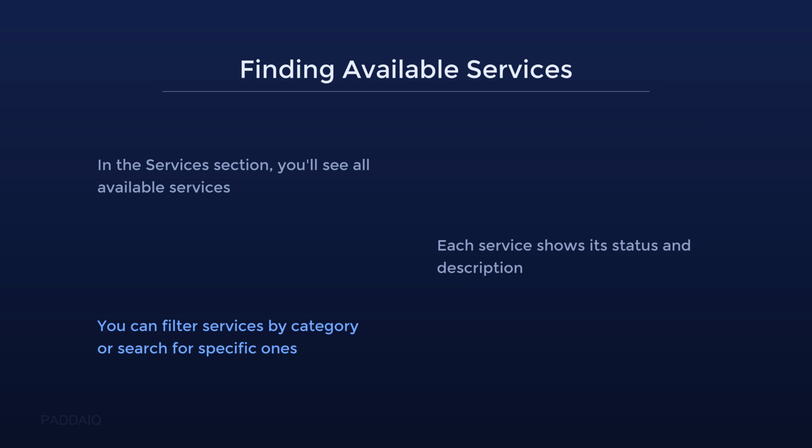You can filter services by category or search for specific ones. This means you can browse groups like analytics or databases, or directly type a service name. For instance, if you need workflow automation, you can search workflow to find it quickly. This efficient approach helps you locate the exact tools you need without delay.